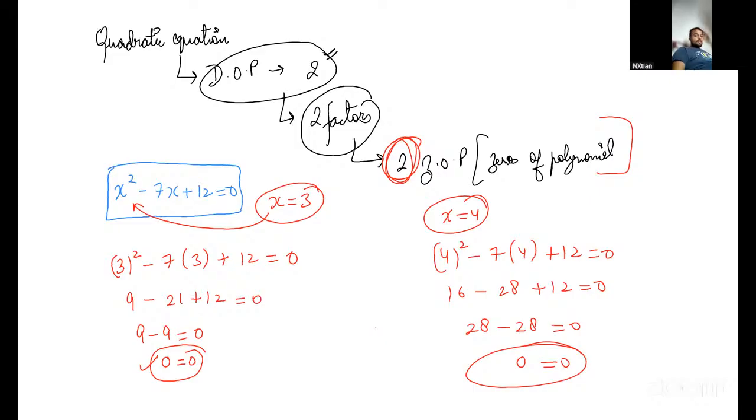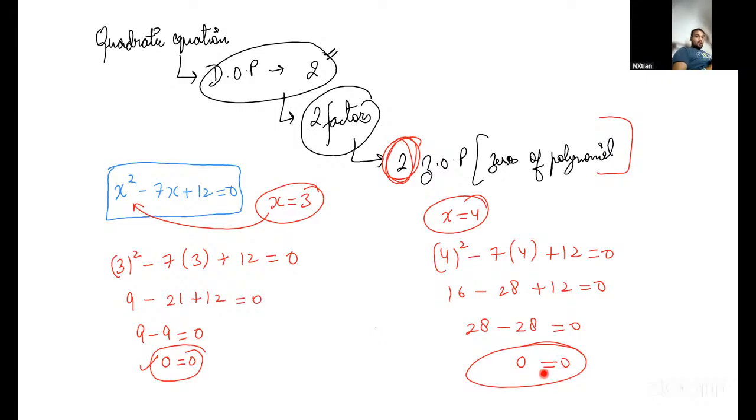Yeah. See, now basically you can check this. I wrote x equals 3 in this equation and it's satisfied. I got the answer as 0. Now I put x as 4. Then also I got the answer 0, which is also satisfied.